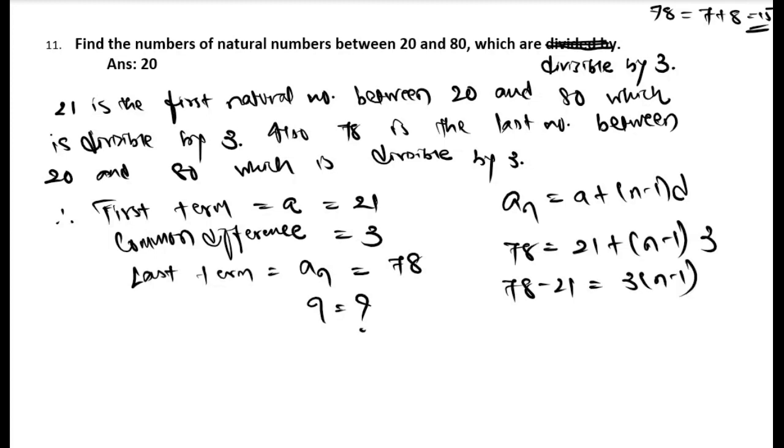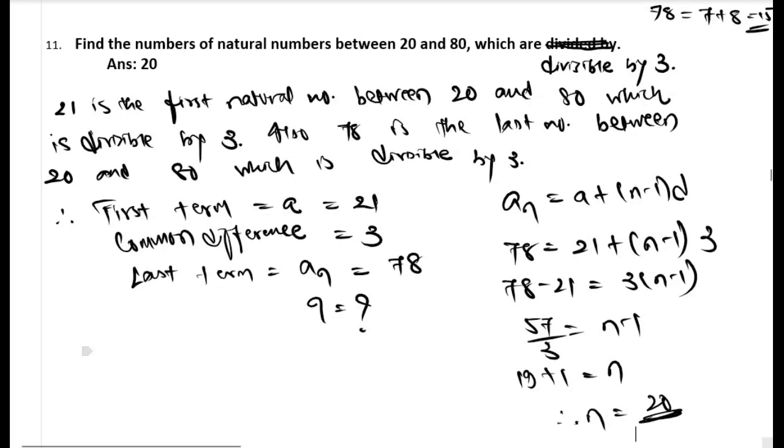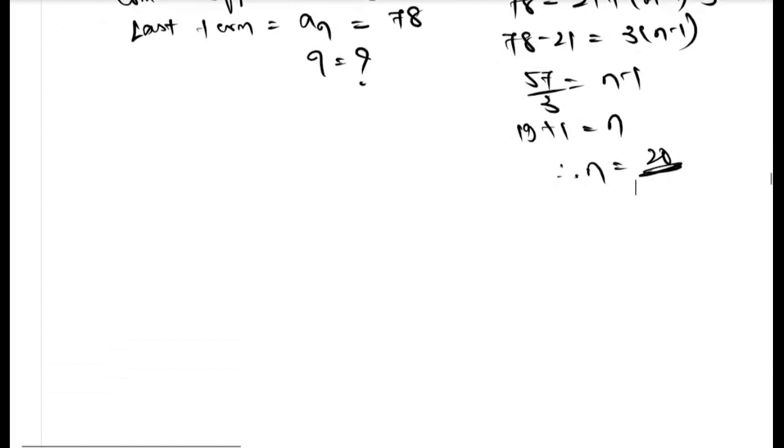So 78 minus 21 is 57. Divide by 3 is equal to n minus 1. 57 by 3 is 19. 19 plus 1 is equal to n, and therefore n is equal to 20. So the number of natural numbers between 20 and 80 which are divisible by 3 is 20. 20 is the answer, right? So you understood the method. Let's go ahead.